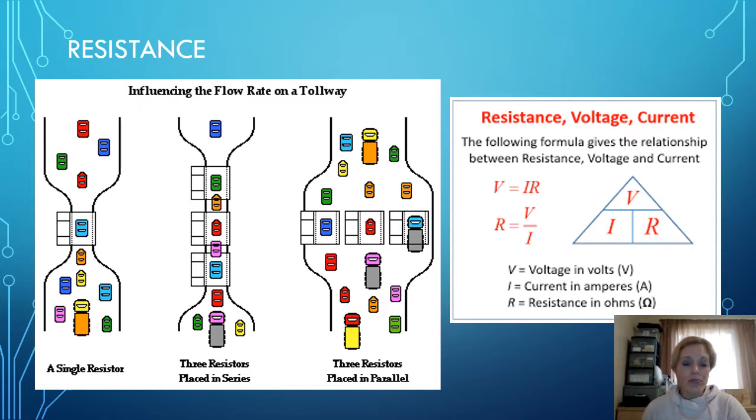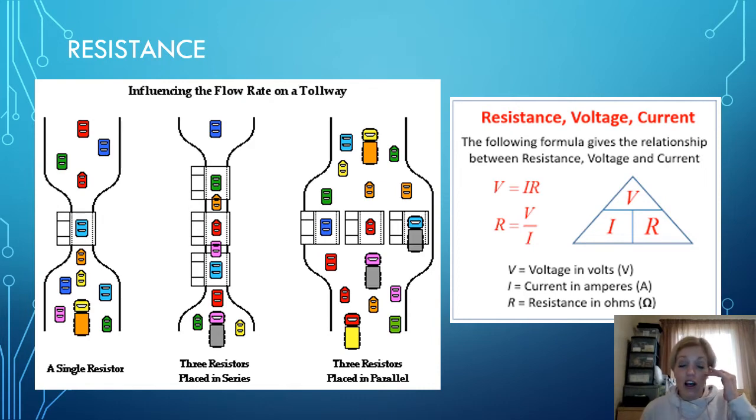So the first picture shows a single resistor, and that is probably in a series circuit. So it slows down the traffic, but the traffic is still moving at a steady pace. Then the second picture, the picture in the middle, is showing three resistors placed in series. Now, as you can see, this is slowing down the traffic significantly, because remember, every single time those electrons are going through a resistor, their current slows down.